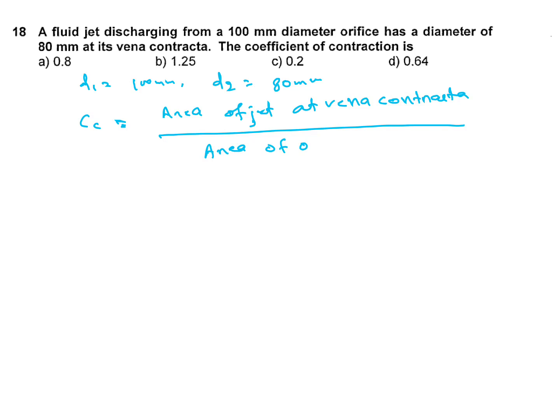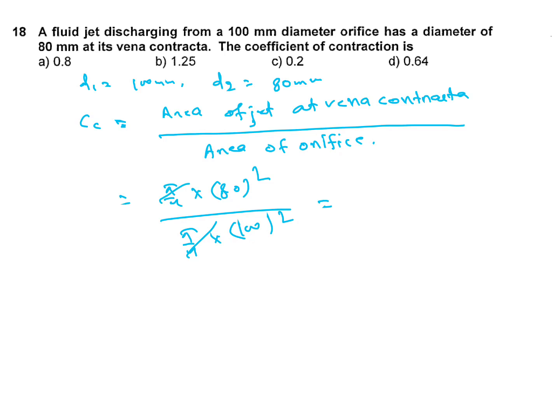Pi by 4, 80 square, pi by 4, 100 square. 80 by 100 is 0.8, square, 0.64.